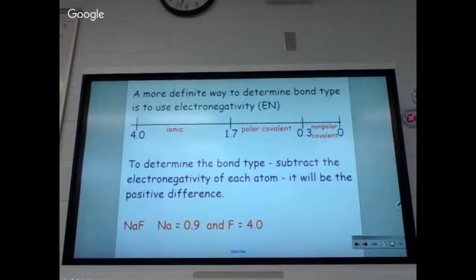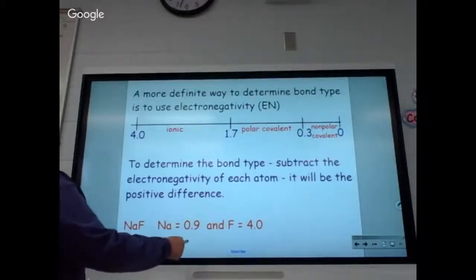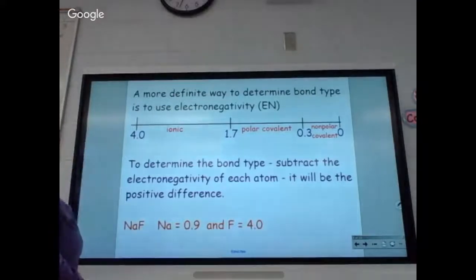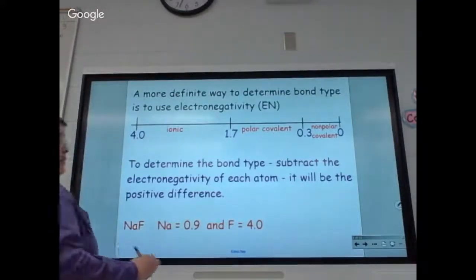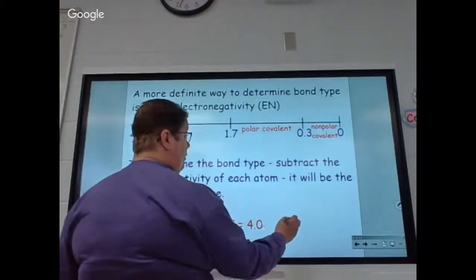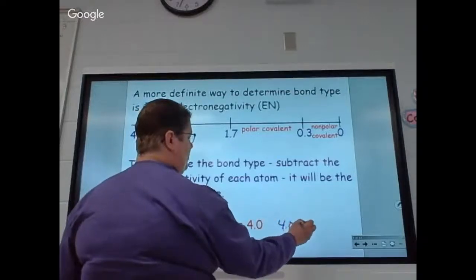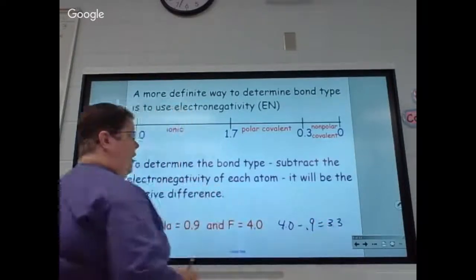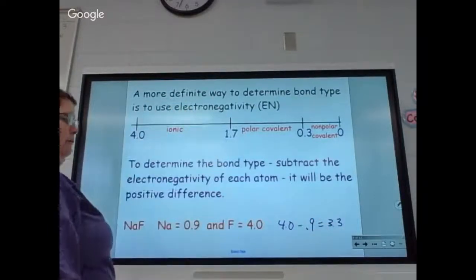If you look up Na on the chart that I just handed you, Na has an electronegativity of 0.9, and F has a number of 4.0. So you would just subtract and write 4 minus 0.9, and you would get 3.3. So it would fall where on the scale?